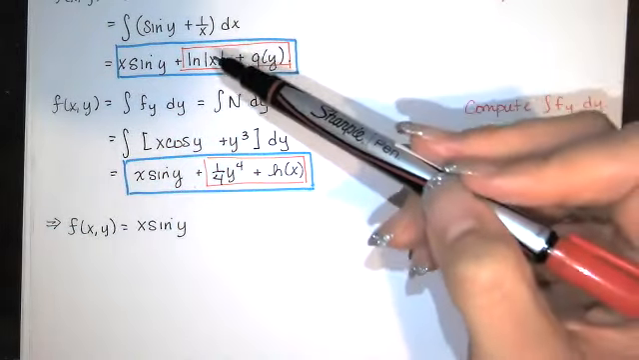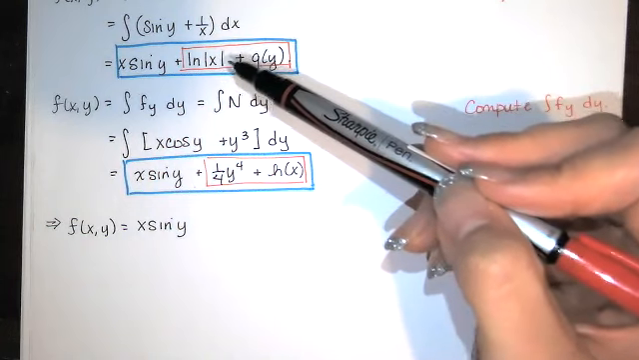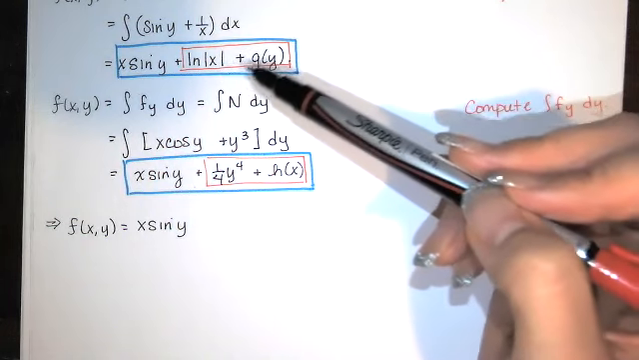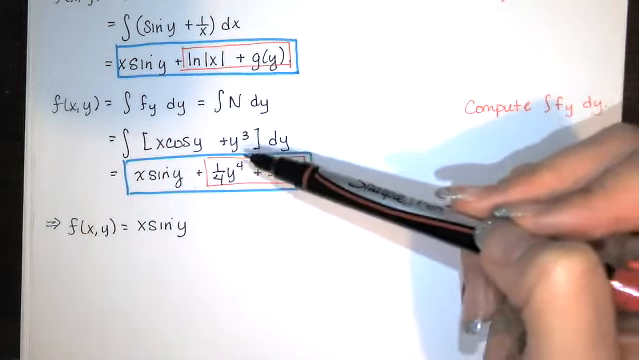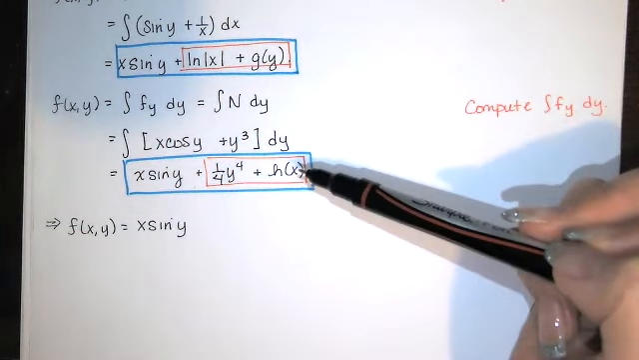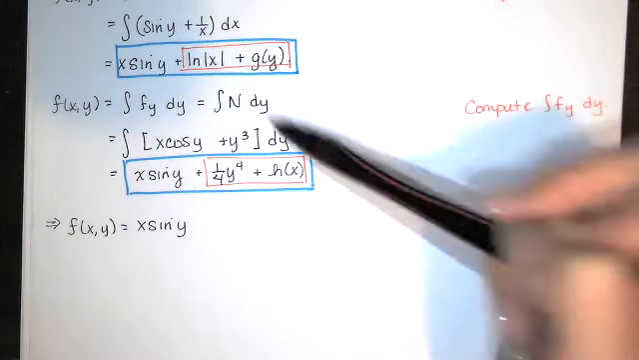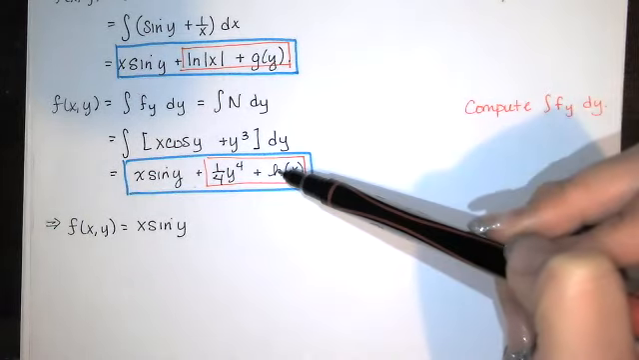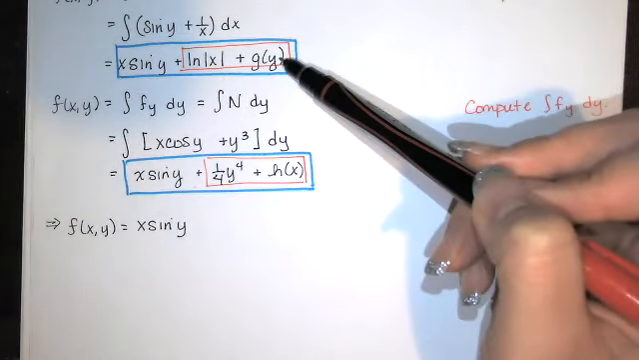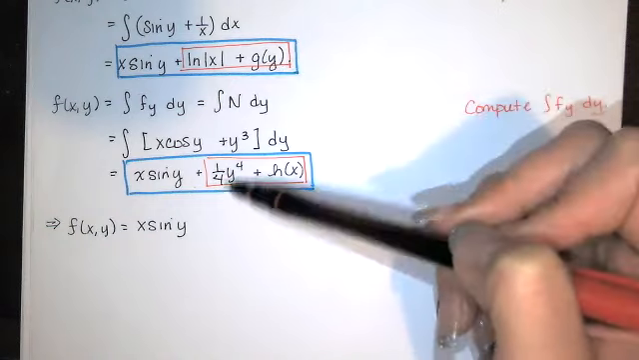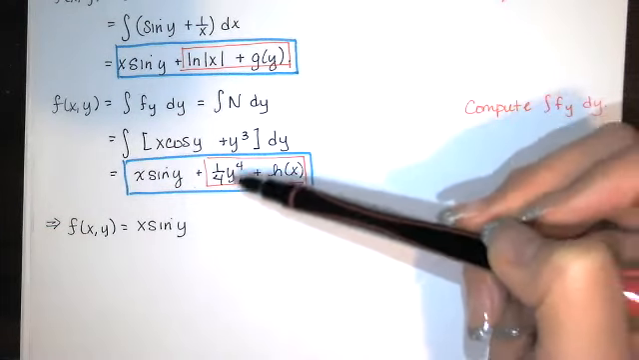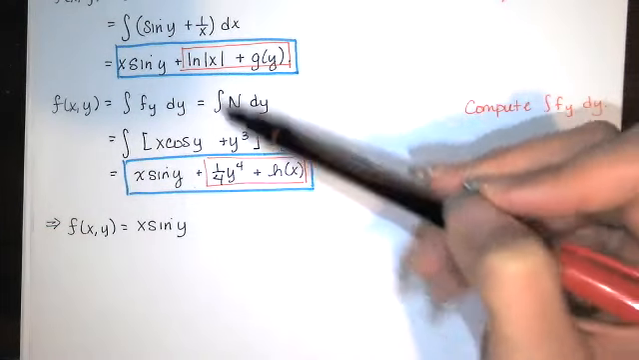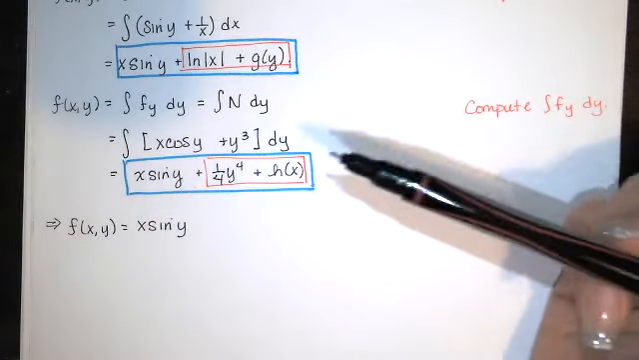So it says natural log of the absolute value of x here plus g of y must equal this function of y plus this function of x. So I'm thinking h of x must be natural log of the absolute value of x, and g of y must be 1/4 y to the fourth. In order for these to be equal, this is the function of y that I'm looking for. This is the function of x that I'm looking for.